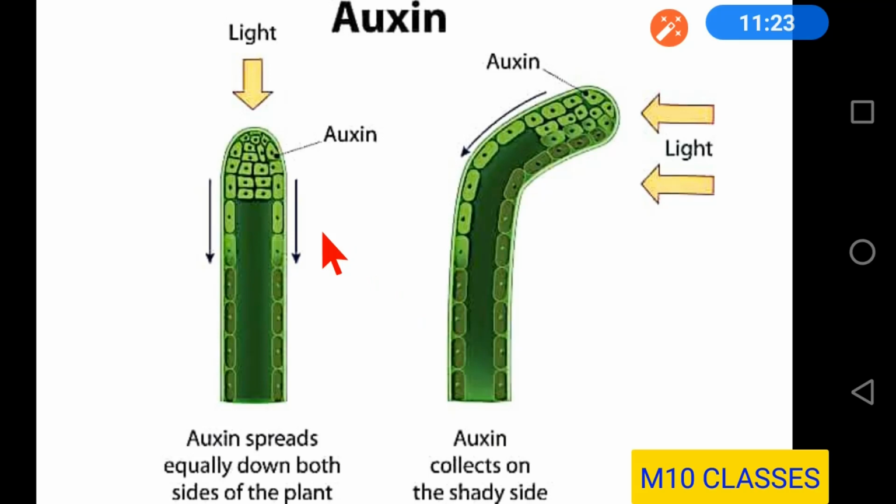Now see here students, when light falls uniformly from all directions or from upright direction, then the auxin is distributed all over the part of the stem, and that promotes the overall growth of every part of the stem. But when the light falls from only one side, the auxin gets deposited on the shady part. That means it moves away from the light. So here it promotes the cell growth and cell enlargement, due to which the shady part gets elongated and it bends towards light.